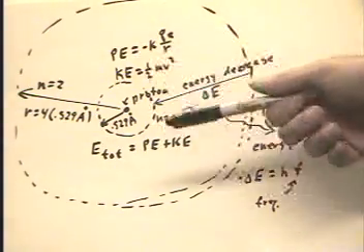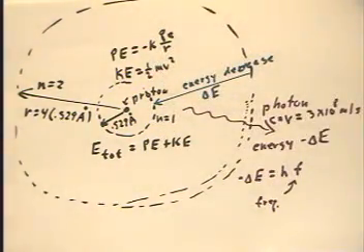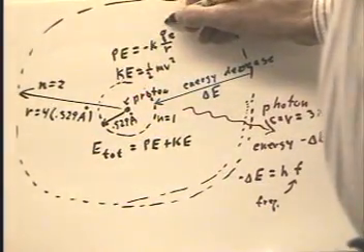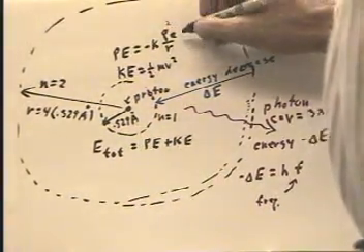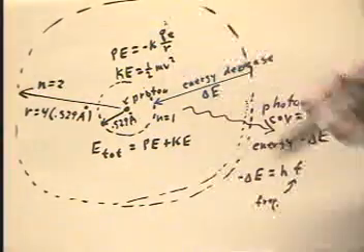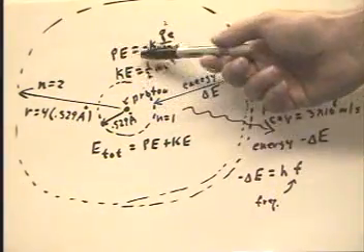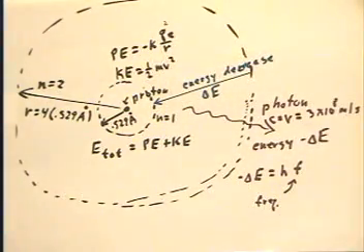Actually, I think I've got an error here. The potential energy of this system is kQe squared over R, and that might not be reflected in the notes that you see. In any case, potential energy of the system is negative kQe squared over R.